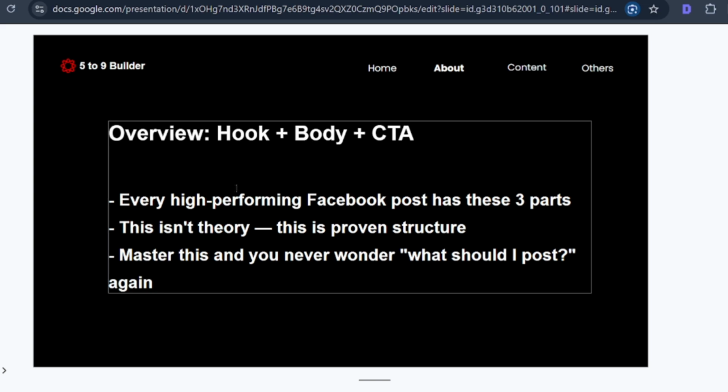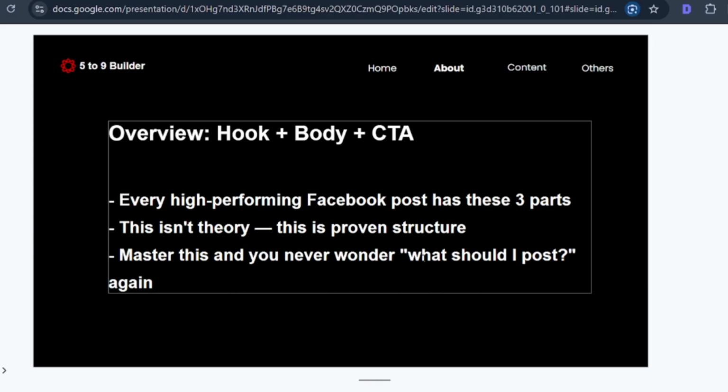Now, what I want you to understand is that every high performing Facebook post has 3 parts. This isn't theory, this is a proven structure. Master this and you will never wonder what should I post again. Understand? So this is very simple.